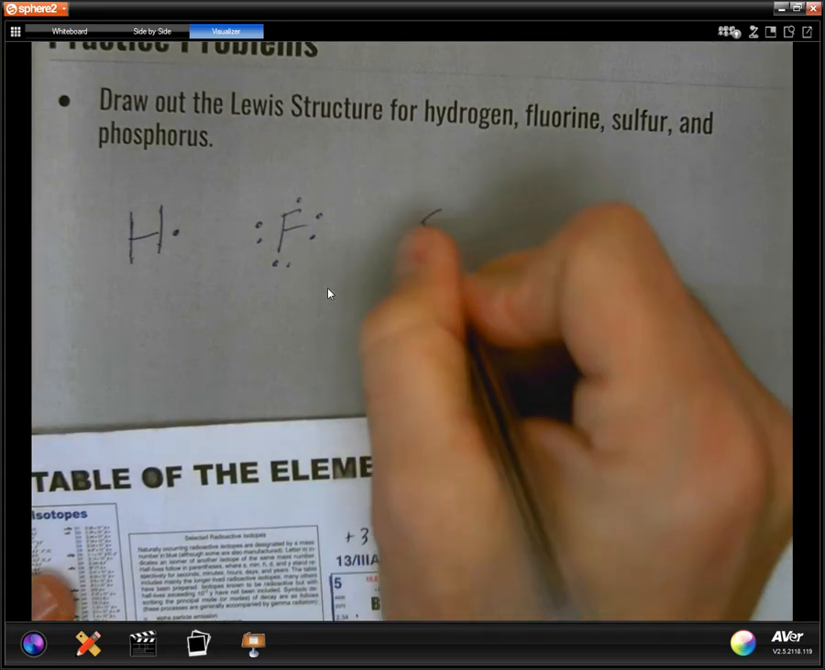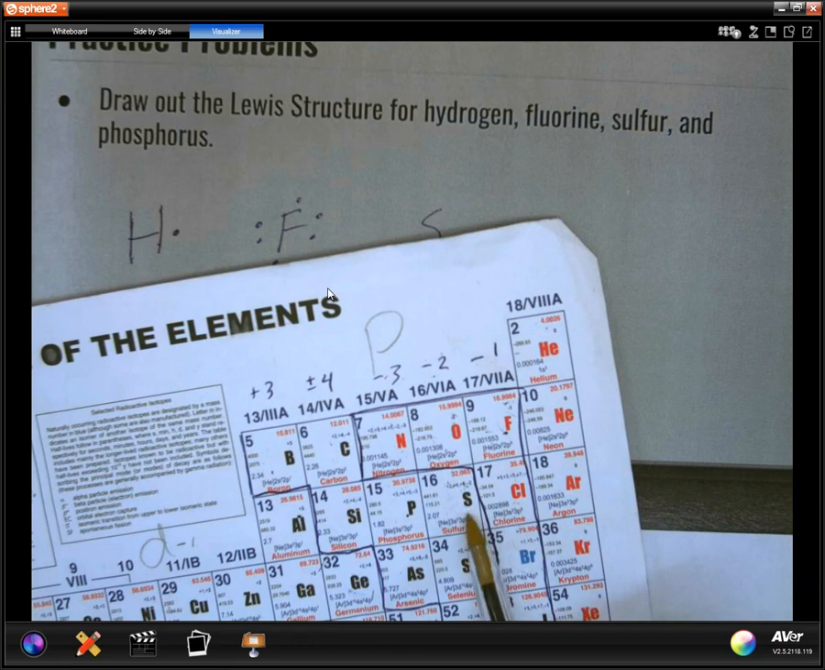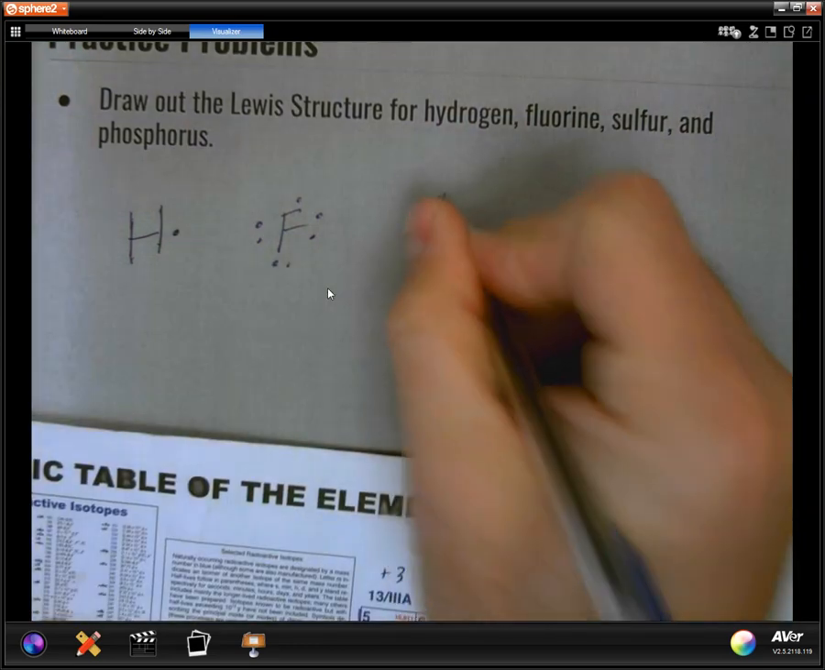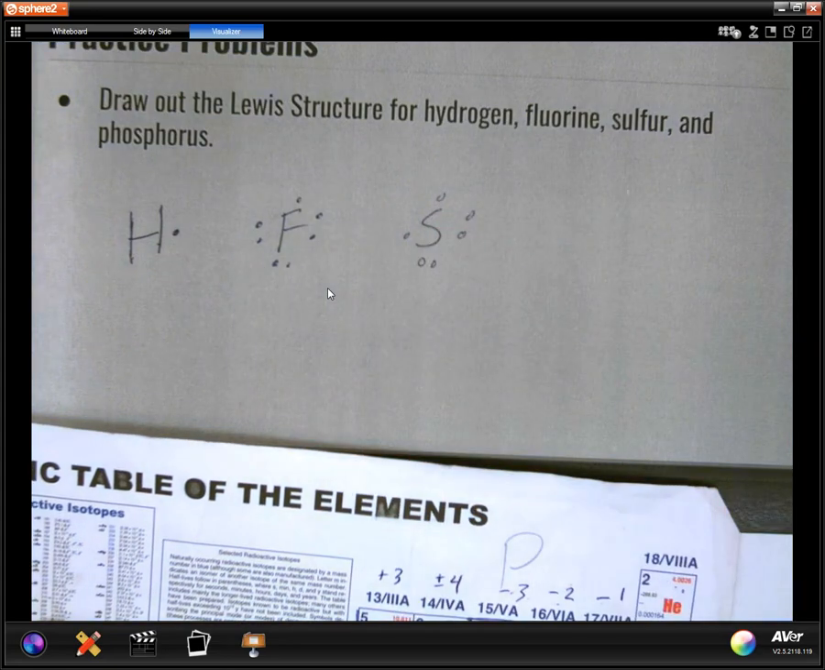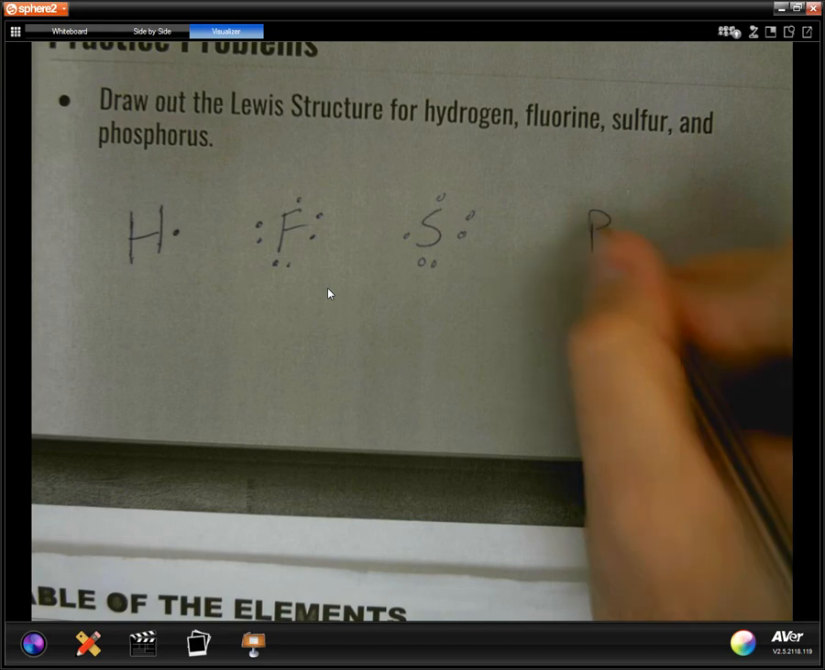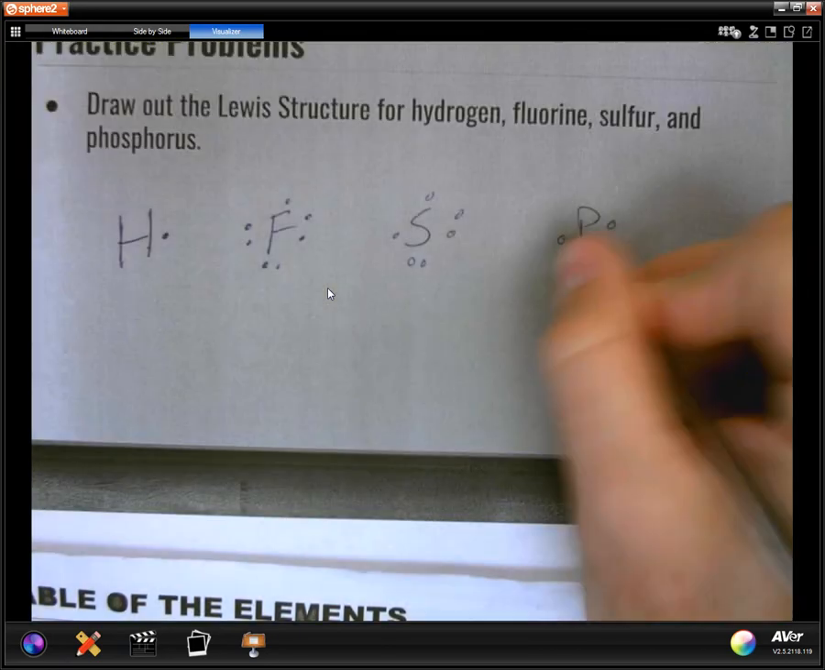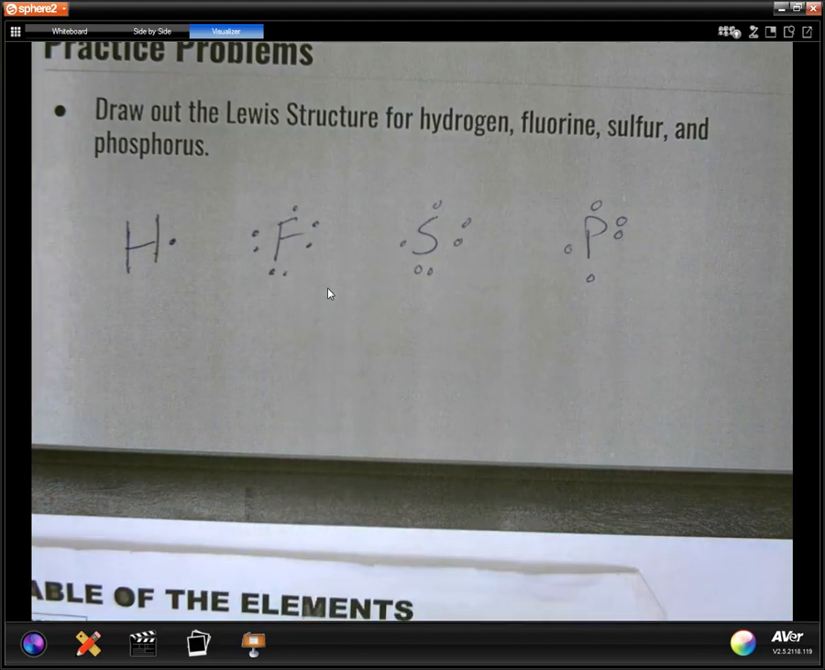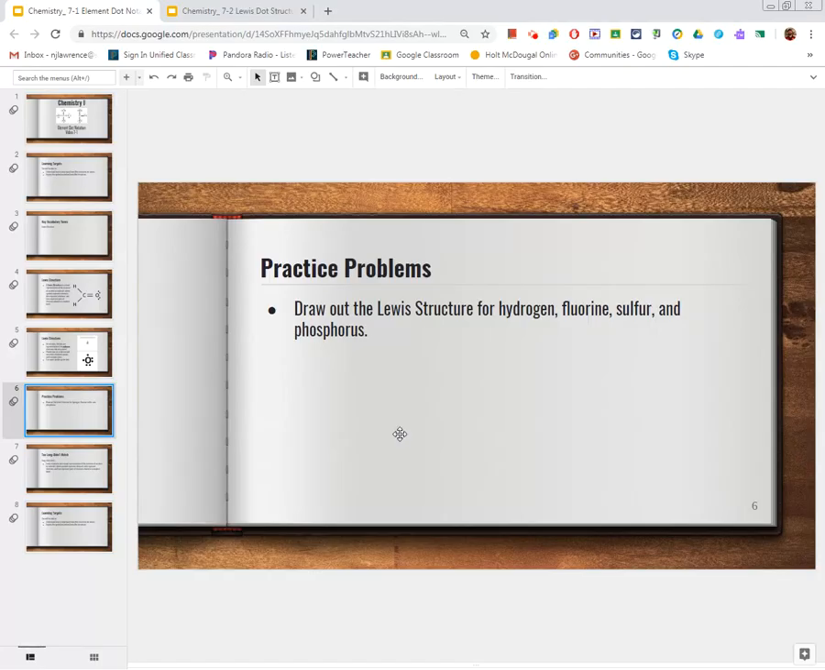Sulfur, we'll do that one real quick. Sulfur again has 6 valence electrons. 1, 2, 3, 4, 5, 6. Phosphorus, look at phosphorus. It has 5 valence electrons. 1, 2, 3, 4, 5. So these are your Lewis dot structures for individual elements.